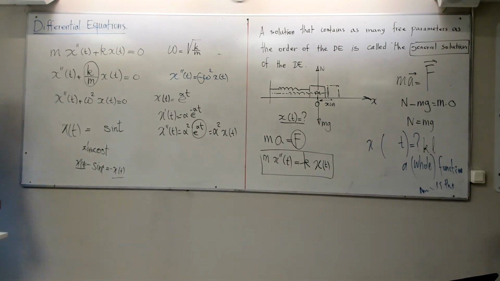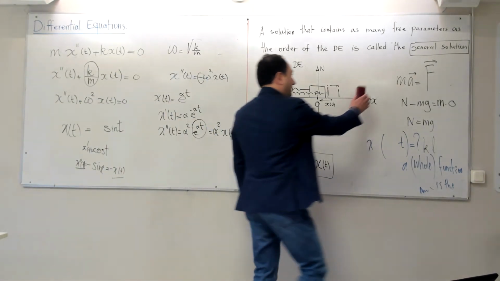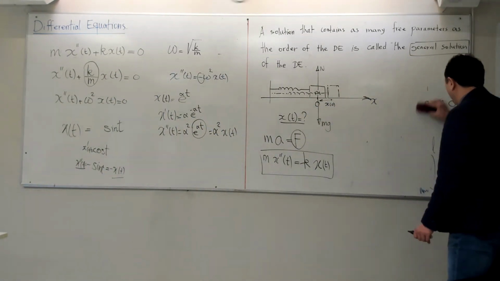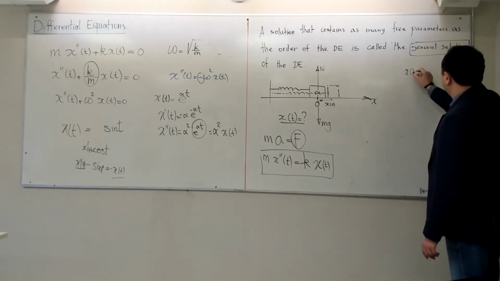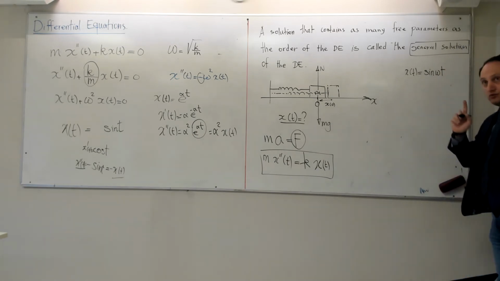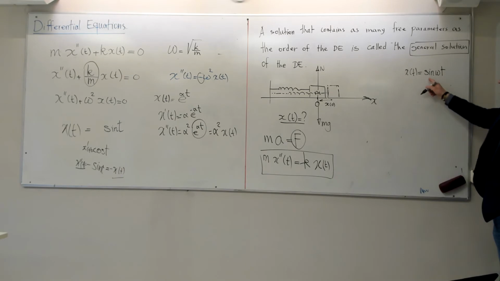Sine omega t. So why do you hesitate to say that? Let me write it here for you. Sine omega t. So x of t equals sine omega t. I want to come to a point that's important. Let us check this educated guess.